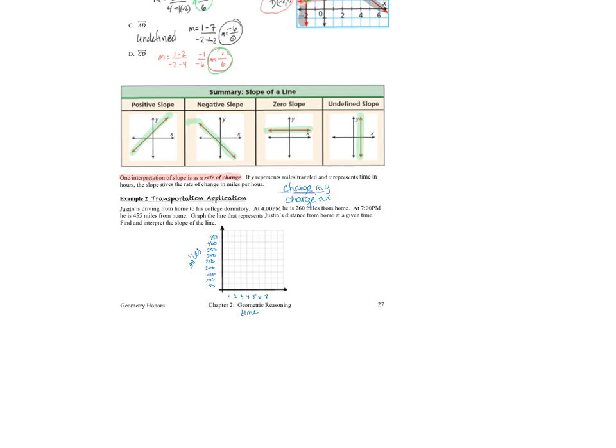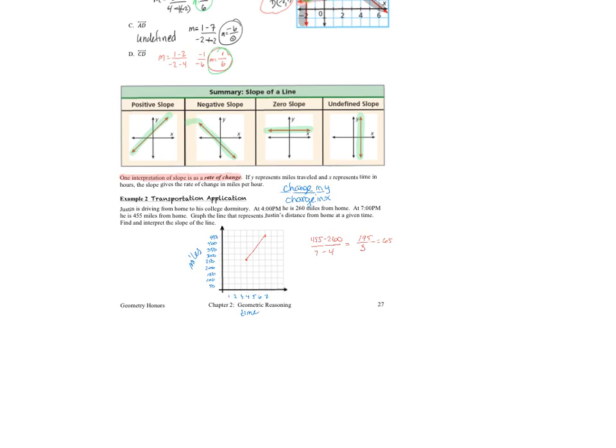So at 4 o'clock, he's 260 miles from home, approximately here. And at 7 o'clock, he's 455 miles from home, which is approximately here. And so we want to find the slope of that line, which is the change in y over the change in x. So I wrote the change in y values up top over the change in x values in the denominator down below. Then I simplify this and I get 65, and so now we need to interpret that.